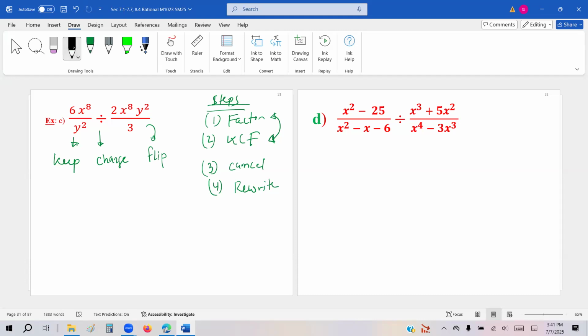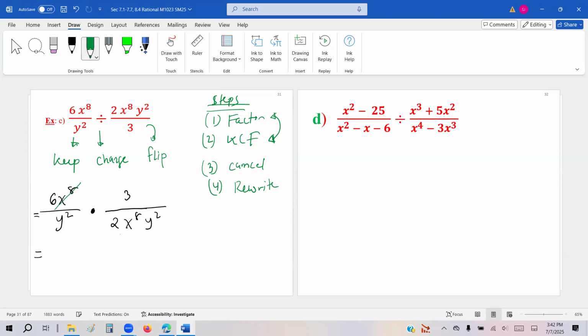So we keep 6x to the 8 over y squared. We change the division sign into a multiplication sign, and then we flip, meaning we use the reciprocal. So 3, 2, x to the 8, y squared. Keep, change, flip. So KCF. And then we cancel just like before.